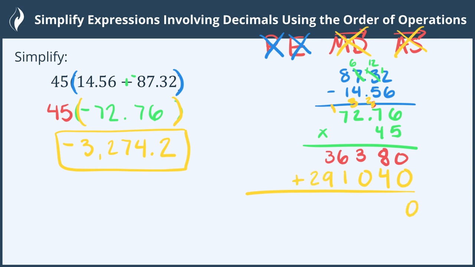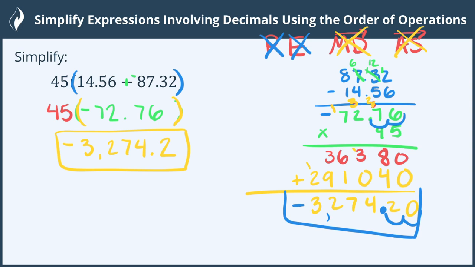Add these together, we get 3,000. Oh, we have to go find how many decimal places. 1, 2, 1, 2, and we have 3,274 and 2/10. And because that was a negative 72, this ends up being negative as well. However, you are also welcome to use your calculator, and we're all done.